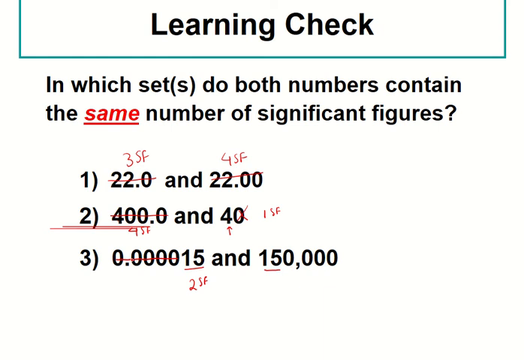Let me correct myself. If we have zeros at the beginning, forget them, no sig figs. If we have zeros at the end with no decimal point, we don't count them as sig figs. Only 2 sig figs here. So 2 sig figs, 2 sig figs. So the correct answer is this one.